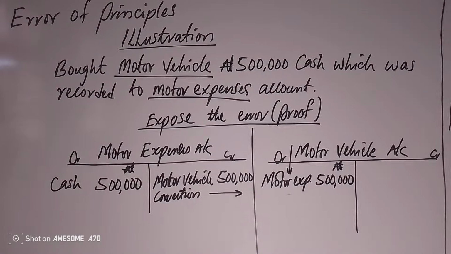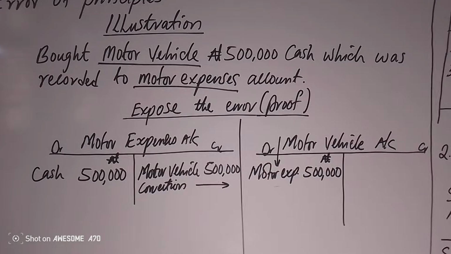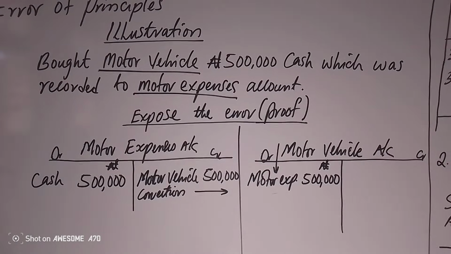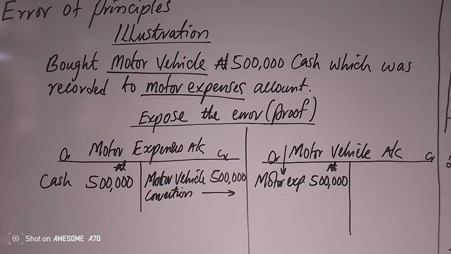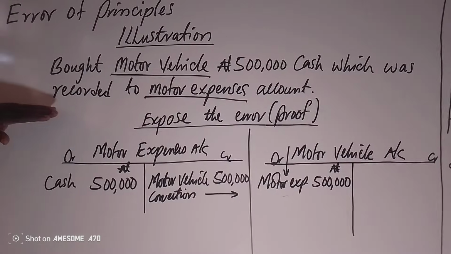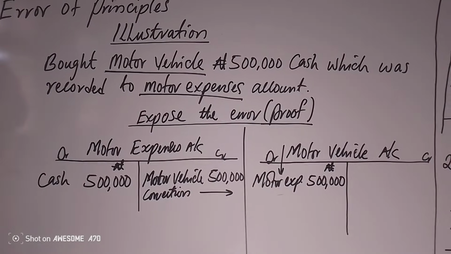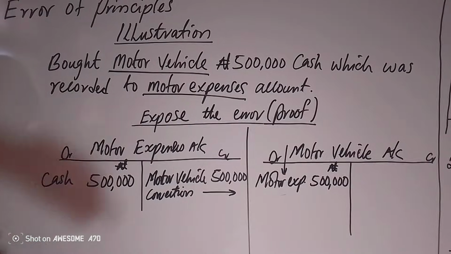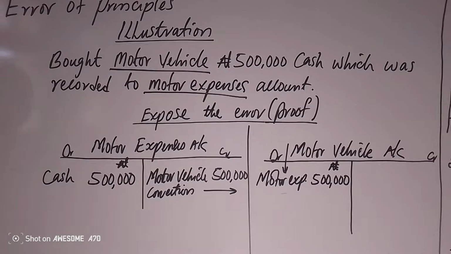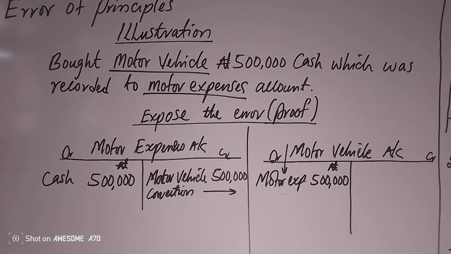Like in this case, at the end of 31st December 2025, an error like this has been discovered through the trial balance. And as a matter of fact, we need to give explanation, we need to correct the error using the journal proper. So let's look at how the error will be corrected.